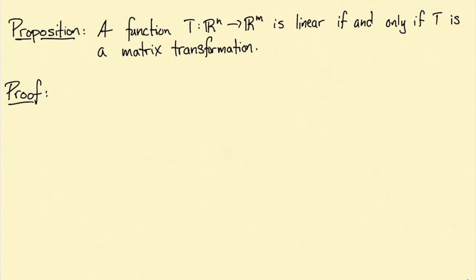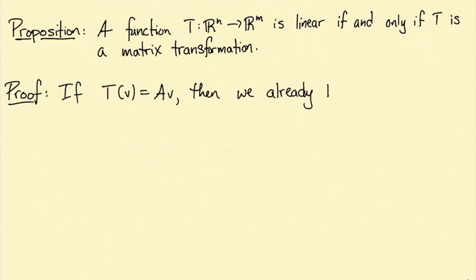So first of all, we already know from previous work that a matrix transformation is in fact linear. So we'll first assume that T is a matrix transformation. If T is defined by an m by n matrix A, then we already know that T applied to 0, which by assumption is A times the 0 vector, is equal to 0.